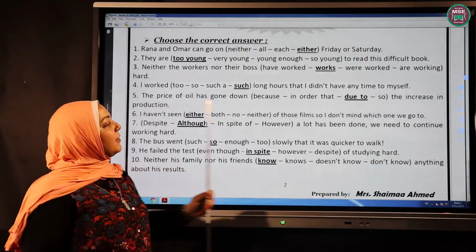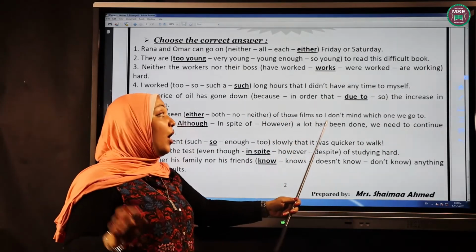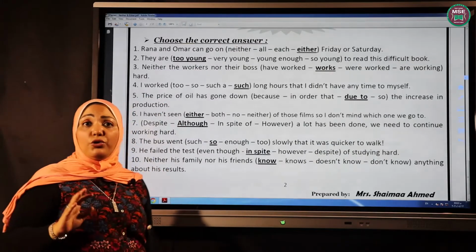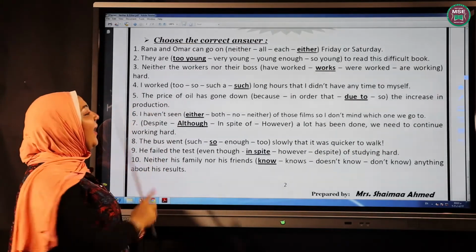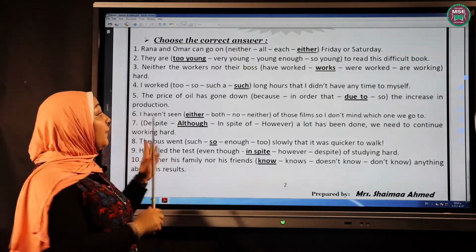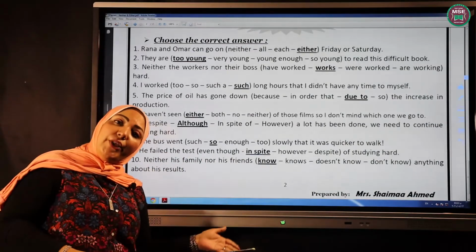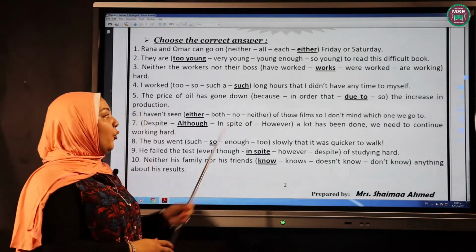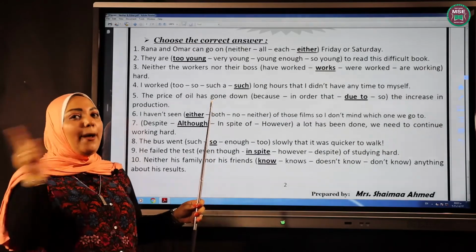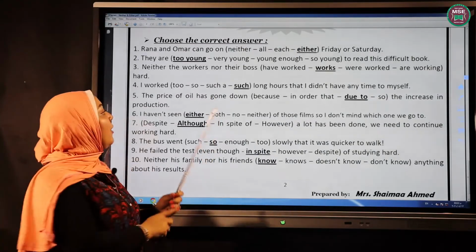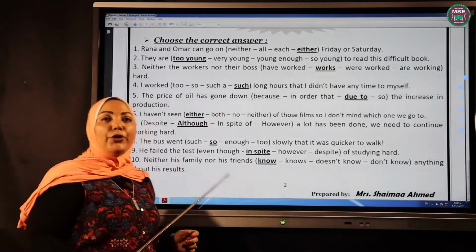I haven't seen ___ of those films, so I don't mind which one to go to. Here you have a negative sentence. Which of these choices can go with negative sentences? Of course, neither gives the negative meaning, but it doesn't come in a negative sentence. So it's either.